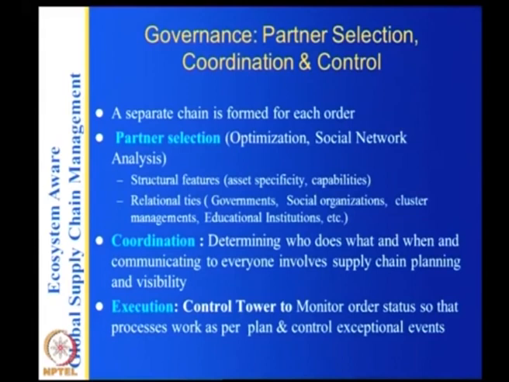But in the case of the green supply chain, you have to select partners who are green, you have to coordinate so that for that order all the green requirements are met, and you have to execute. In addition to others, you have to monitor the GHG gases, your carbon footprint, and so on. So in your execution and control, you add the additional features of reverse logistics and the monitoring of GHG gases.